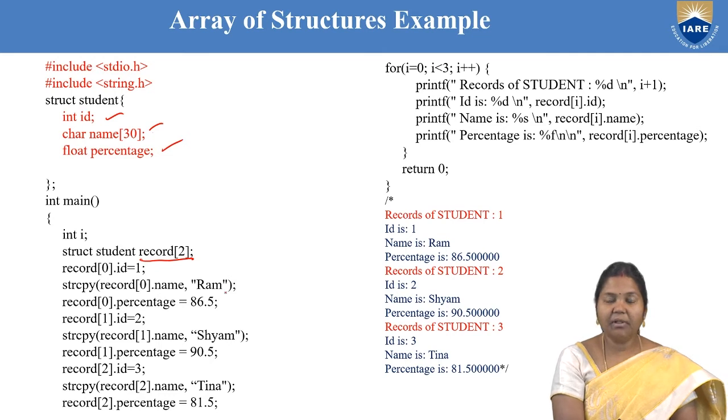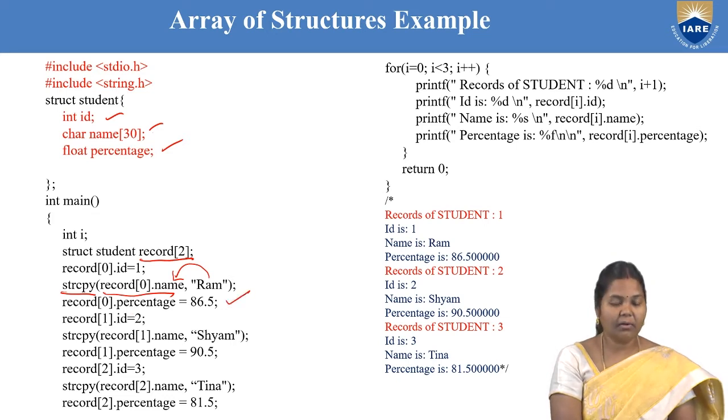Similarly, the second one is name. Name is a string, so the dot operator simply cannot be used. We have to use the string function called strcpy, the string copy. That means copy a name into the name array of the structure. Where do you want to copy? Record 0 dot name. And what is the value you are writing? Some Ram. Then record 0 dot percentage is some percentage value you have to write.